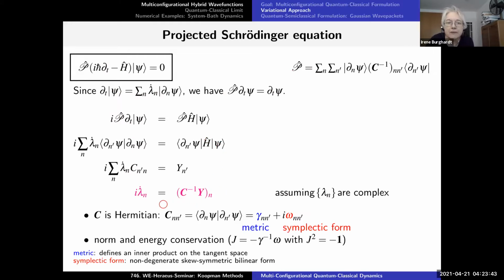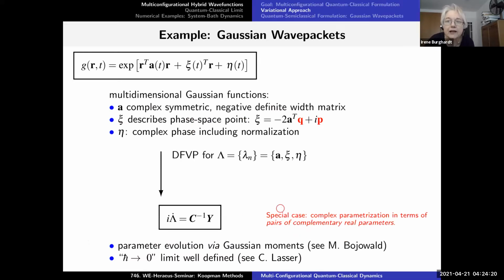Now, this C matrix is a complex-valued Hermitian matrix that comprises a real and imaginary part. The real part defines the metric of the tangent space, and the imaginary part defines the symplectic form. And if we actually have a set of complex parameters, then it turns out that we get norm and energy conservation, which results from this relation between gamma and omega. And we have symplectic evolution, and mathematicians also refer to this as a Kähler manifold. Right, and this is the type of situation we often have in our numerical applications.